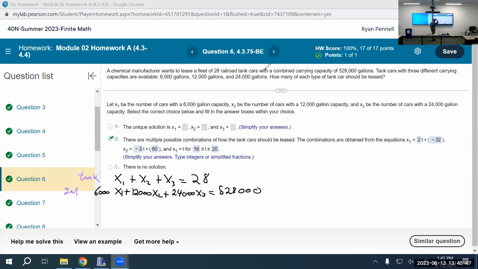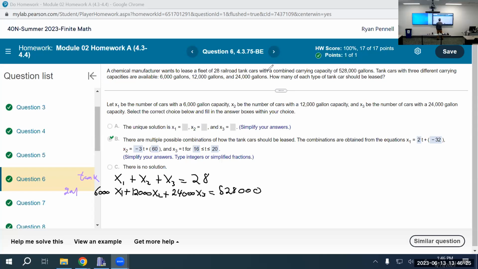Okay, so we want to try to solve this, but you can see we have 3 variables and 2 equations. So at best, we're either going to have infinite solutions or no solutions. There's no way we're ever going to have a unique solution because we don't have enough boundary conditions. The first thing I want to do is make my life a little bit easier. I'm going to divide by 1,000 on that second equation and get into some whole numbers.